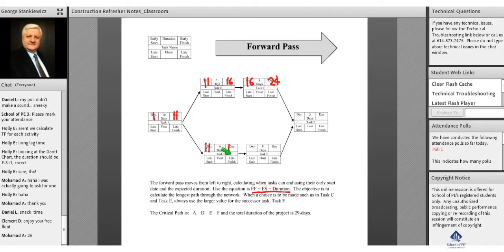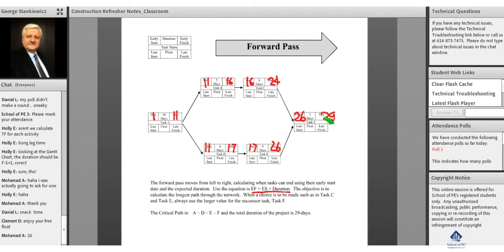So next we go 11 plus 6 is 17. Immediately you put 17 in the early start of task E. 17 plus 9 is equal to 26. Now, since our goal is to find the critical path, we're always going to use the larger number when we get into a condition such as this. So we have an option of either putting a 24 or a 26. We're going to put 26 here. So 26 plus 3 is equal to 29.